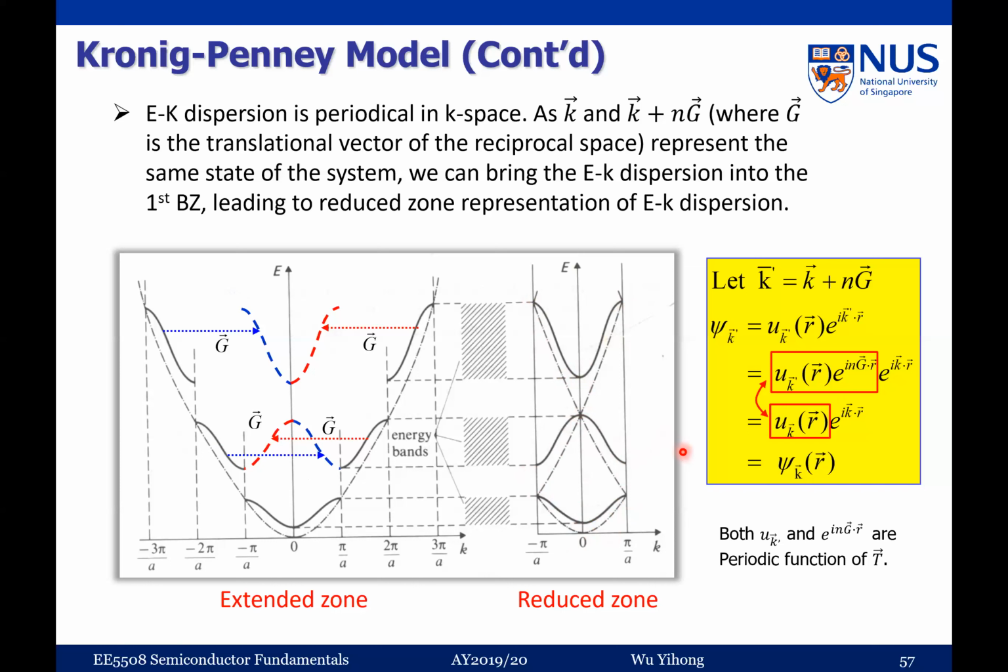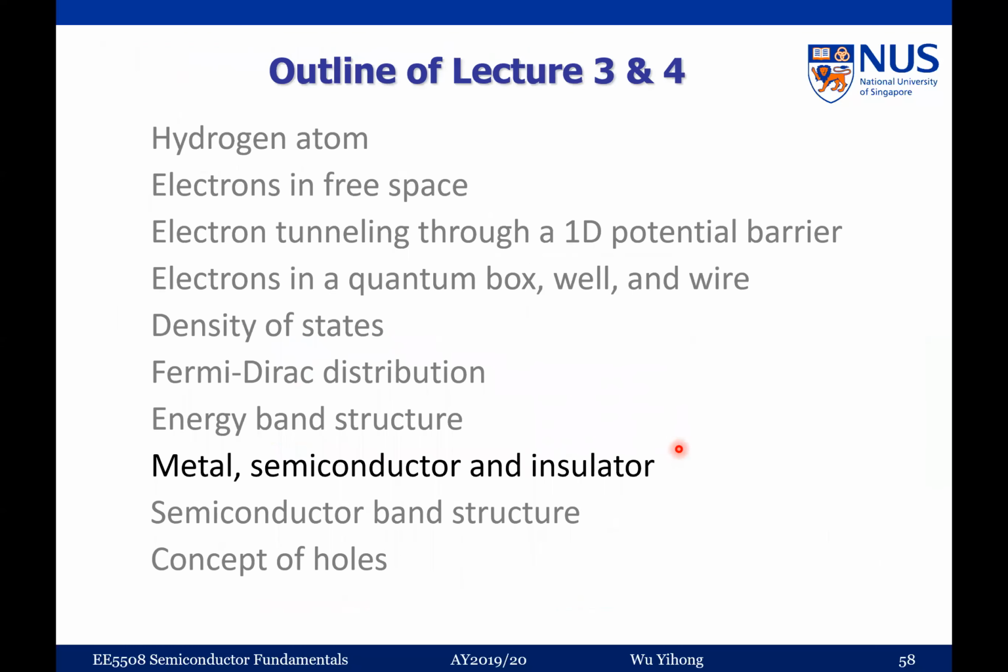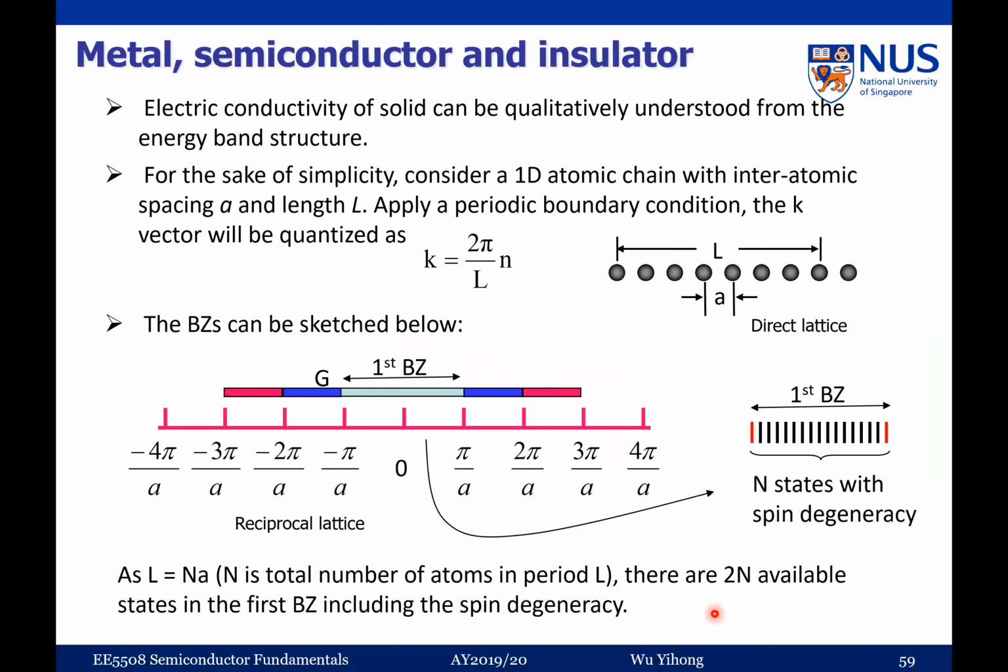Okay, so once you have this, we can define what kind of material is a semiconductor, and what kind of material is a metal, right? With this band structure. In order to do this, we first recap the Brillouin zone concept. Remember, if you have a one-dimensional lattice, it's basically a monatomic chain with a lattice spacing of A, right?